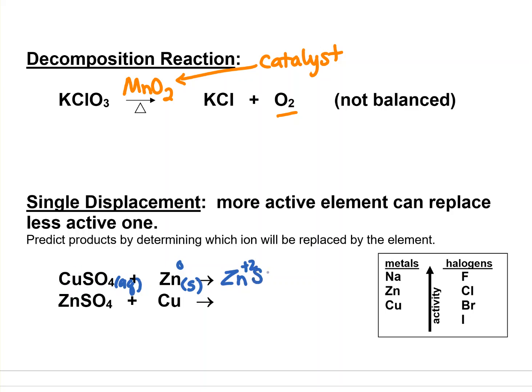So it'll go with the sulfate, which has a -2 charge. And I look at those charges to make sure this is a good formula, and it is. It's neutral. And then what's left? The copper. And when the copper gets replaced, it goes back to being neutral. So we'll put a 0 there on it.